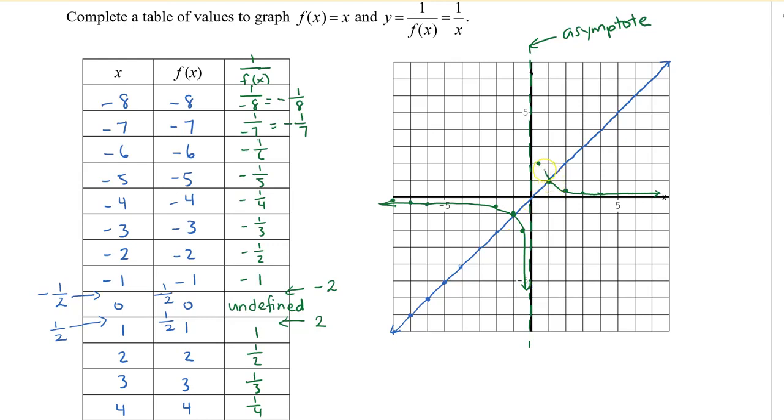So I kind of have two L shapes. Okay, one, they're in opposite quadrants. They approach these asymptotes. Let me draw this a little bit better. But they never touch. So they don't touch the vertical asymptote, and it also doesn't touch the horizontal asymptote. So there's also a horizontal asymptote right here.